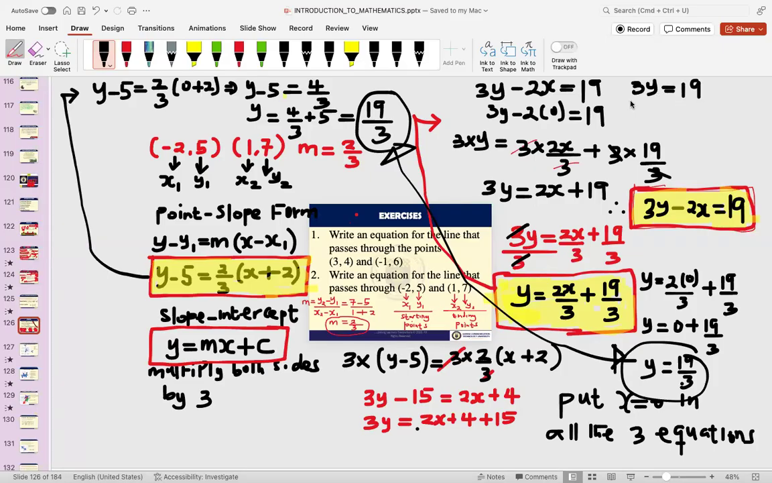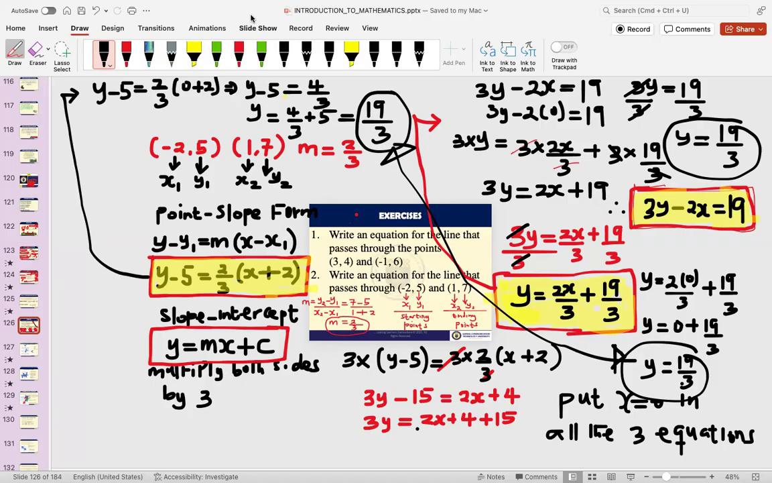We want y to stand alone. We divide every side by 3. Every side by 3. This will cancel this. Therefore, y will give us 19 over 3. So we have the same thing here. So 19 over 3, 19 over 3, 19 over 3. Meaning that all the forms of equation, when you write them very well, will give you the same answer when you are solving them.